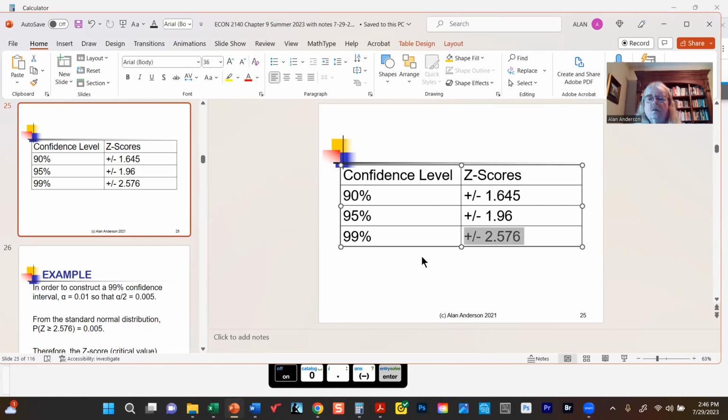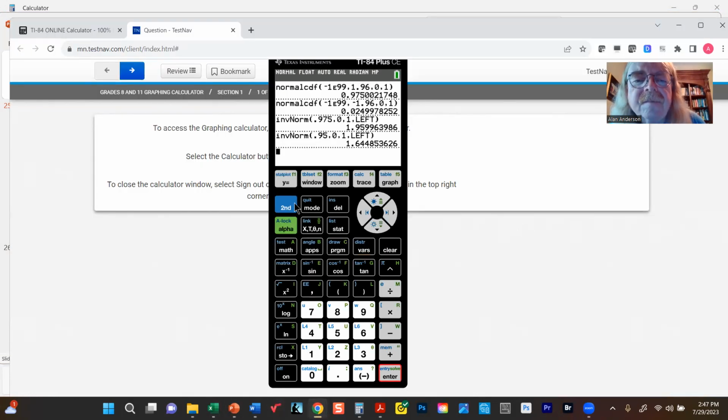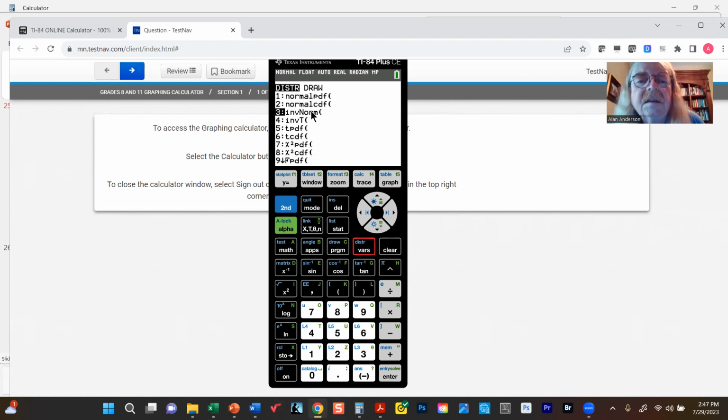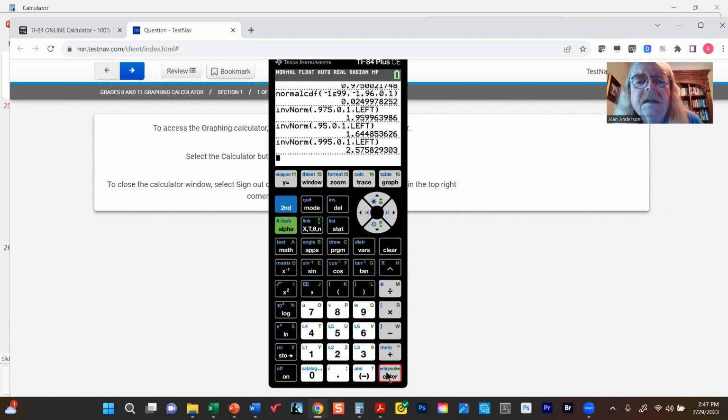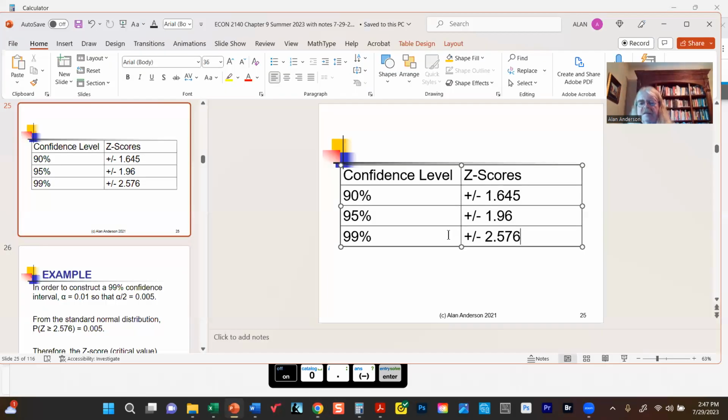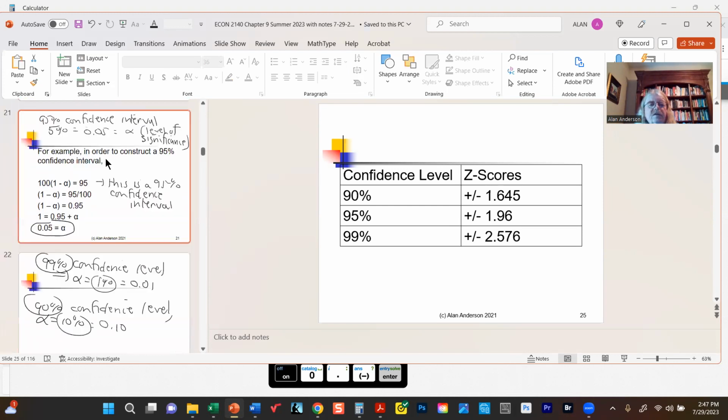Now for this one, 1% is split up between the two tails. So to get the positive z-score, I would need 0.995. Let's go back to number 3. Let's change this to 0.995. And let's see if it agrees with us. It's approximately 2.576. 2.576. What do you know? So that's what these are all about. This is what you need in your margin of error.